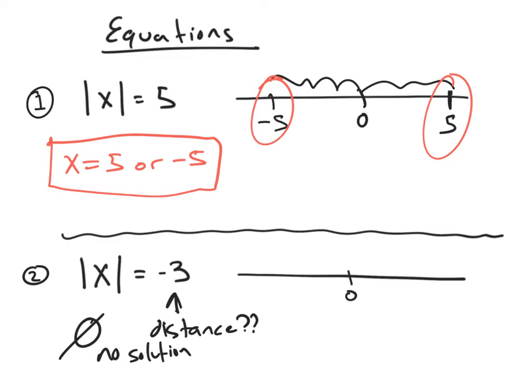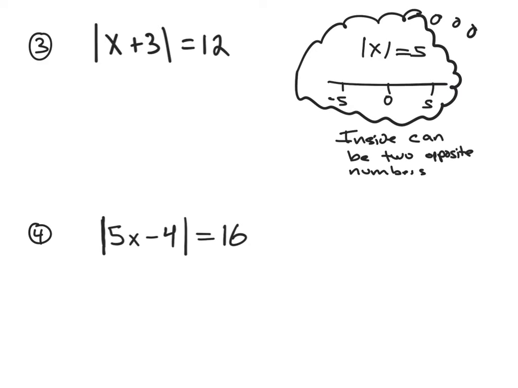Okay, on the next page, we'll get a little bit harder. So when we get to a problem that looks like number 3 here, absolute value of x plus 3 equals 12, we have to think back to that number line from the previous page. What we found out is that the inside number, that x, could be two opposite numbers. Opposite meaning one positive, one negative, right? The inside was two opposite numbers.